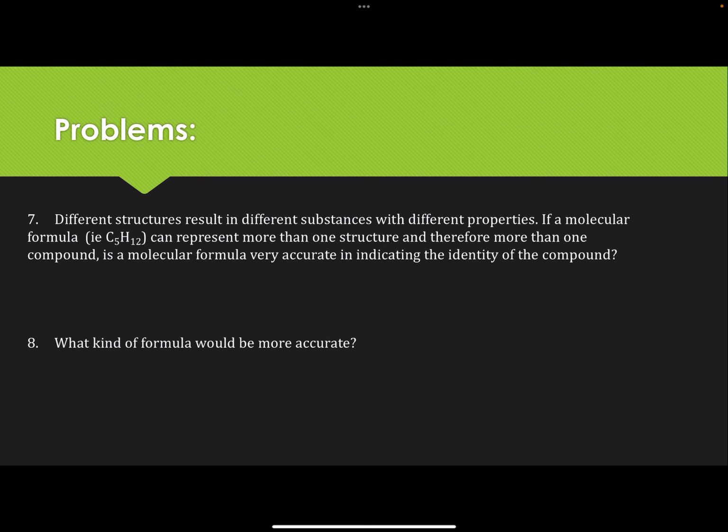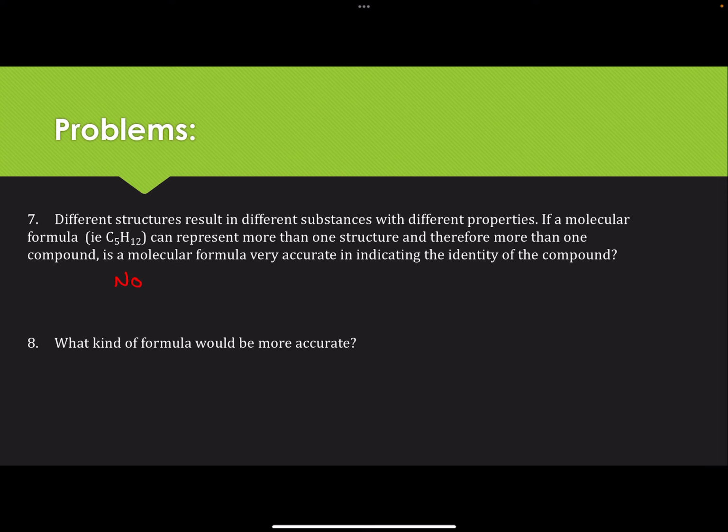If a molecular formula, such as our C5H12, can represent more than one structure, and therefore more than one compound, is a molecular formula very accurate in indicating the identity of the compound? So if we think about what we just saw, again, we had 3 different structures representing the same molecular formula, C5H12. If I just said C5H12, that could be referring to any one of those 3 structures, which tells me C5H12 tells me absolutely nothing. So that molecular formula is not very accurate in indicating the identity of the compound. All it does is tell me my total carbons and my total hydrogens.